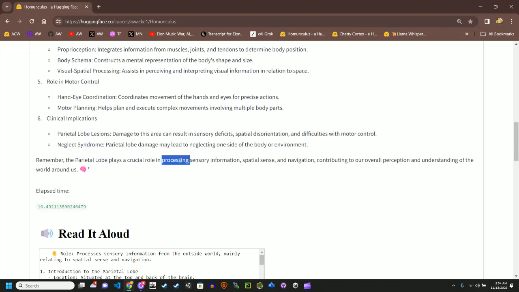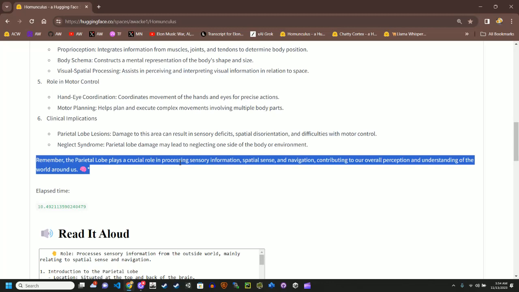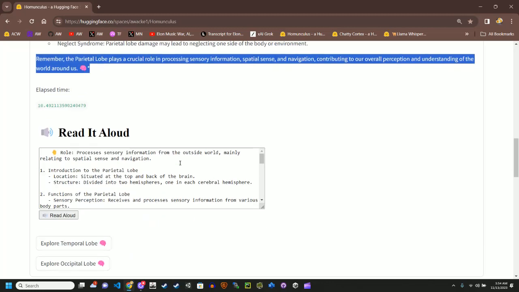Remember, the parietal lobe plays a crucial role in processing sensory information, spatial sense, and navigation, contributing to our overall perception and understanding of the world around us.